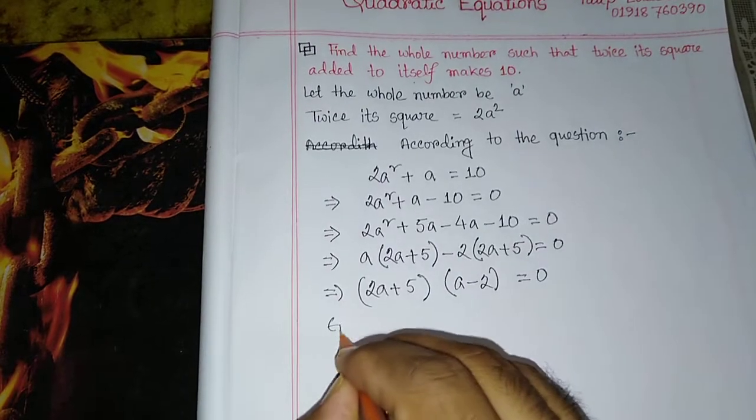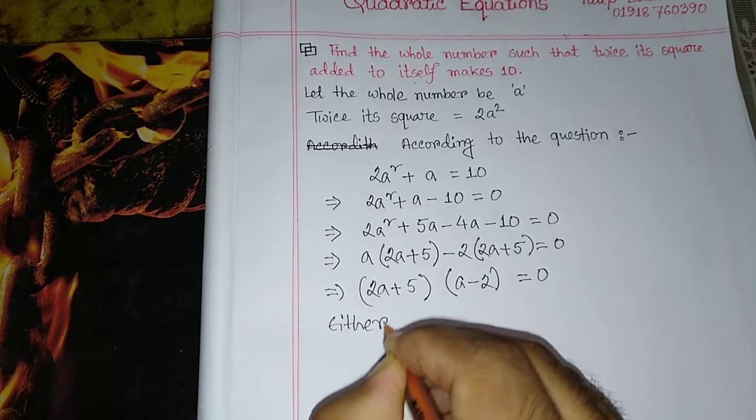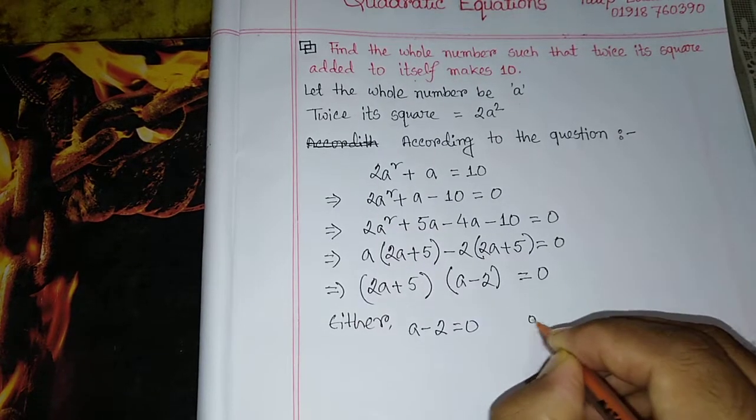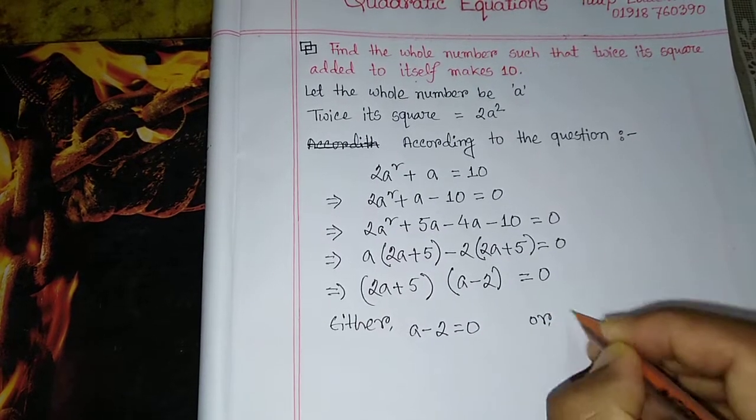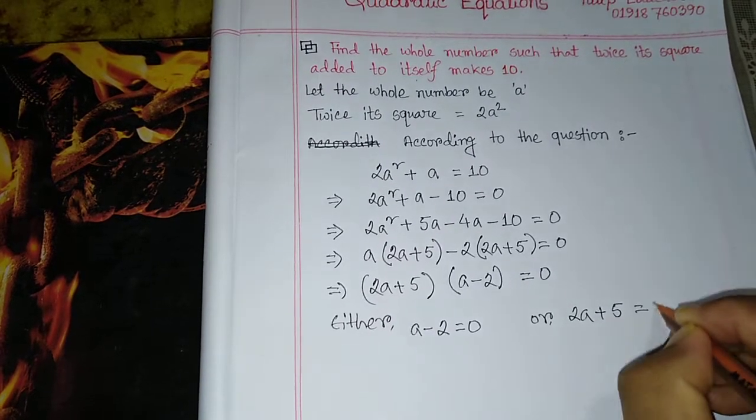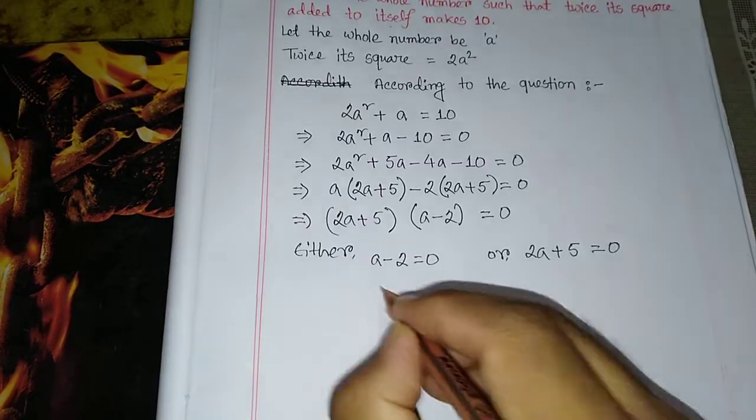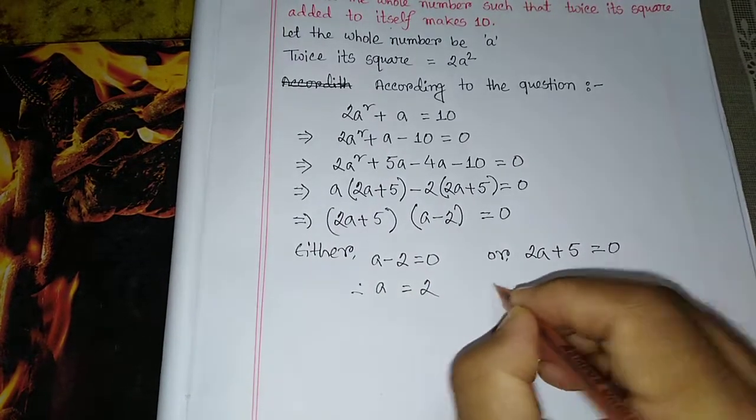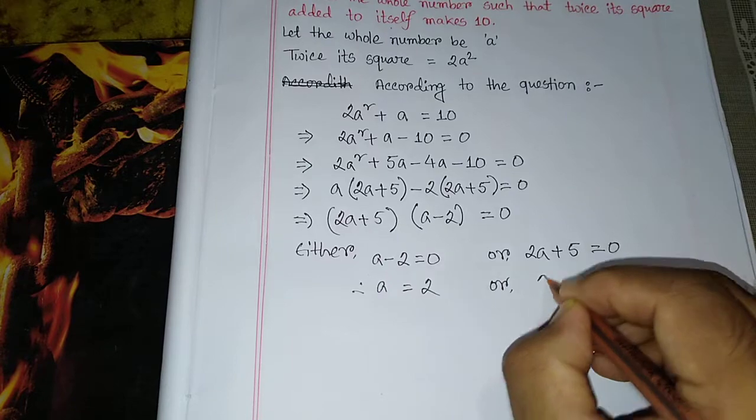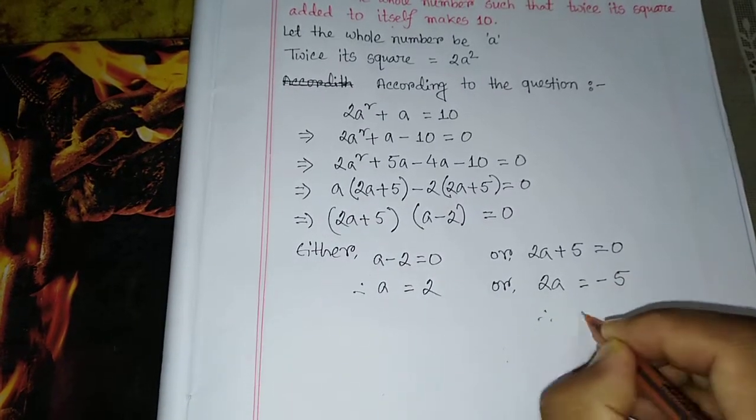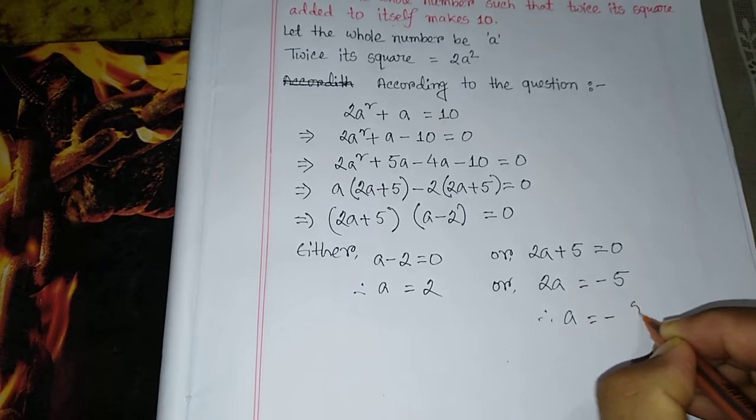So either a minus 2 equal to 0, or 2a plus 5 equal to 0. So we get the value of a equal to 2, and on the right side we get 2a equal to minus 5, and it will be a equal to minus 5 by 2.